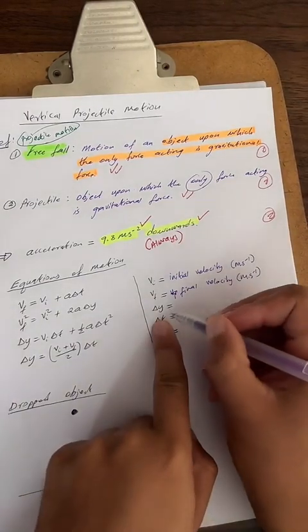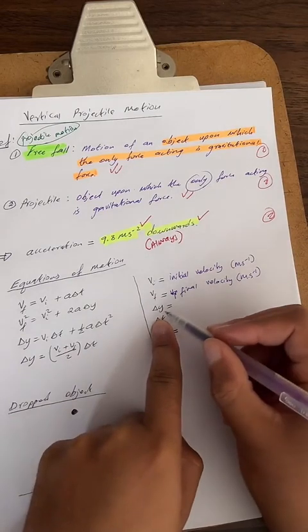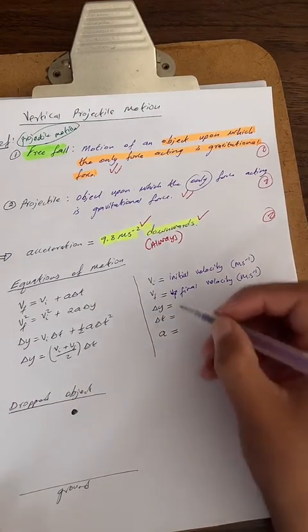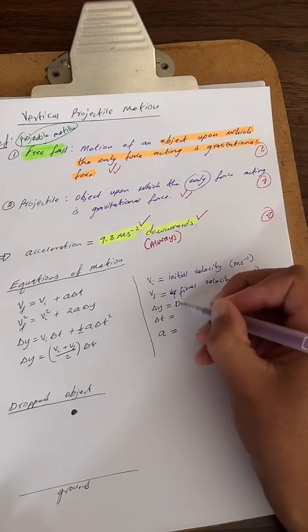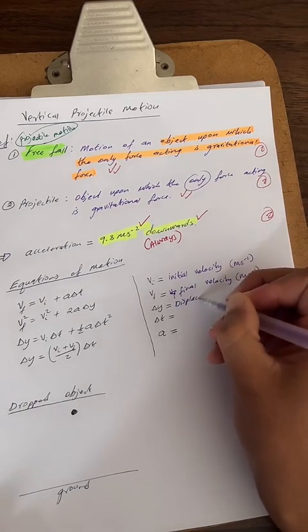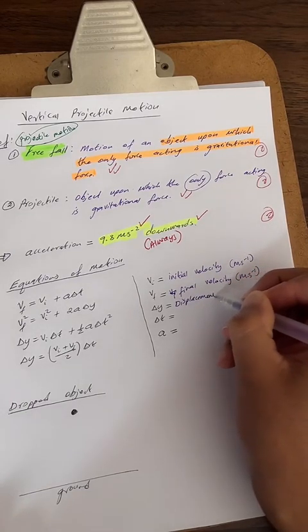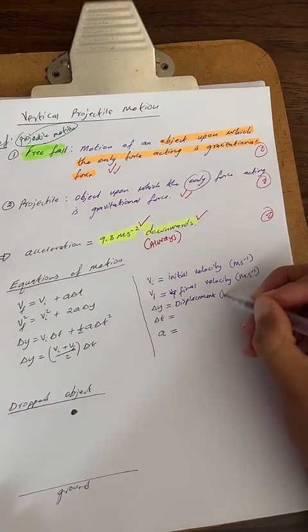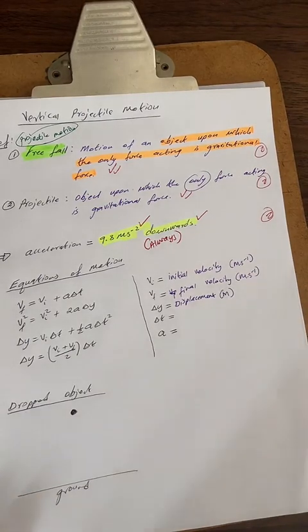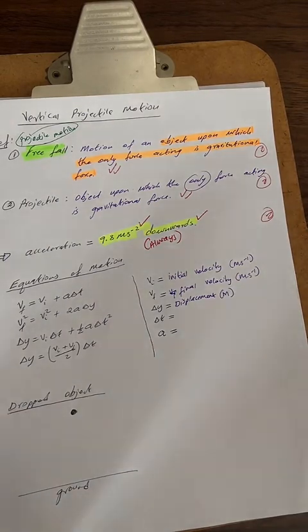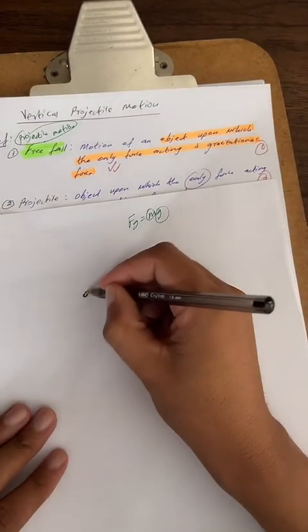Change in Y. In grade 10 we had change in X. In grade 12 we have change in Y. Change in Y, this is your displacement. And this is measured in meters. Now, the issue of initial velocity and final velocity is not that much of a problem, but displacement confuses a lot of you. Let's explain what we mean by displacement.